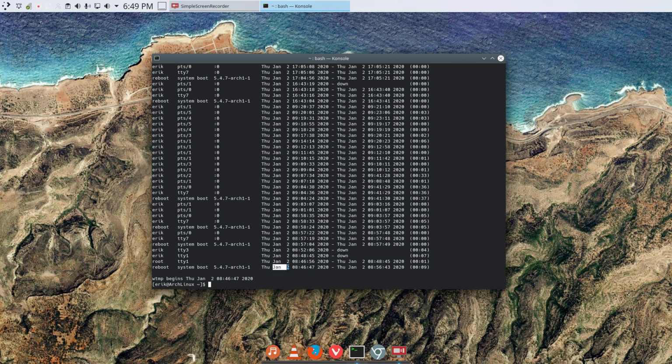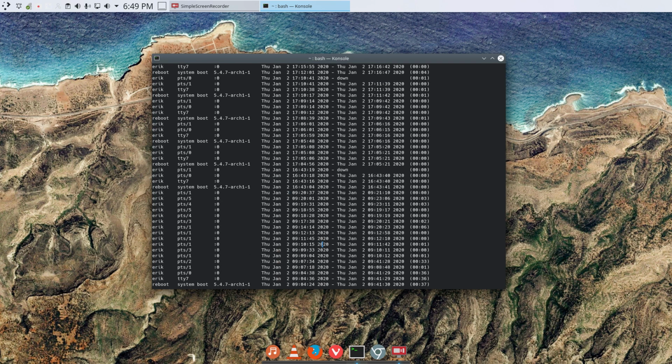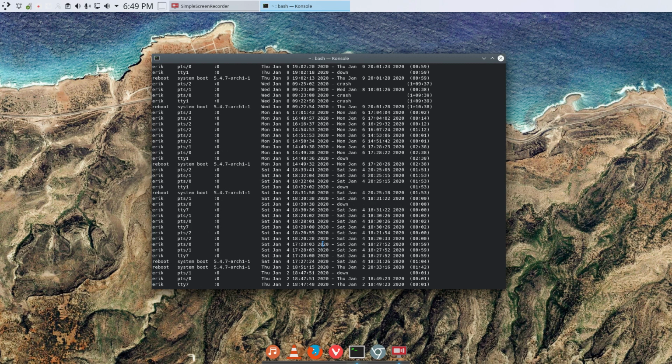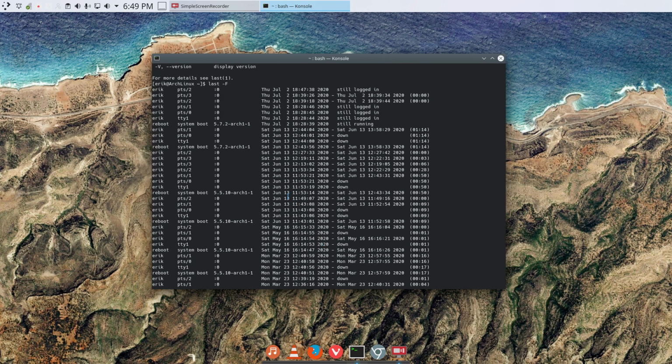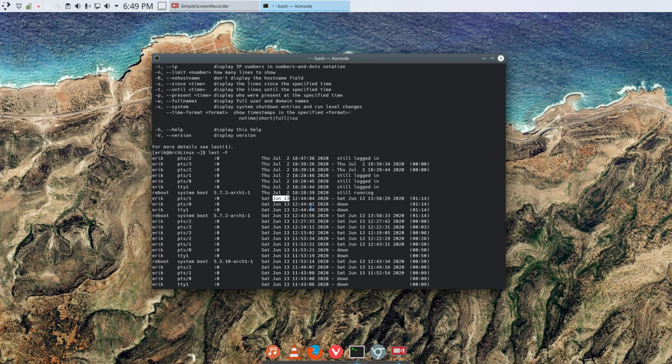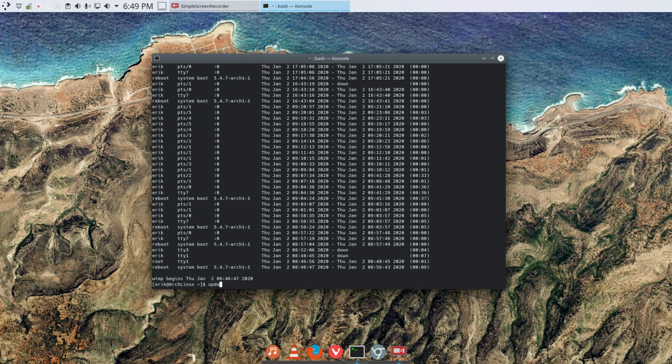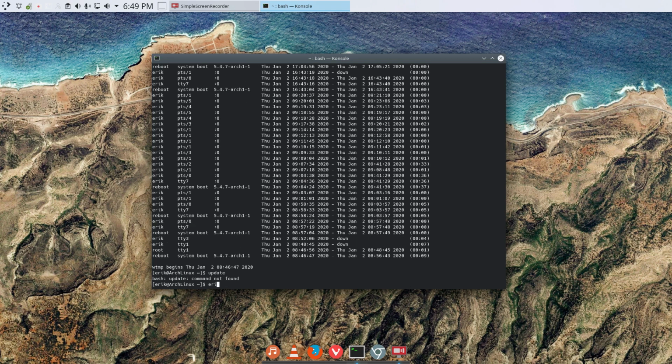So this is a computer of January 2020. I've been updating all this time and Nvidia gave me no problem whatsoever. And last time was June 13th. We're now July 2nd. All right. Update it is. All right.